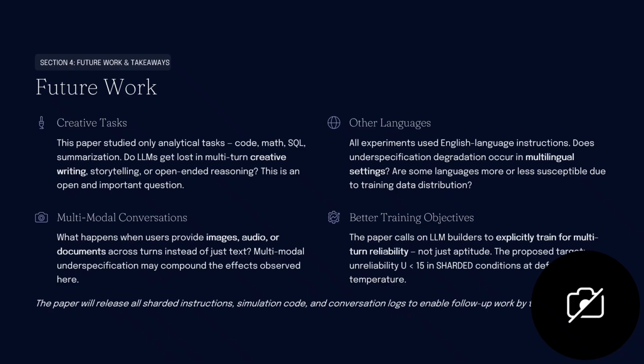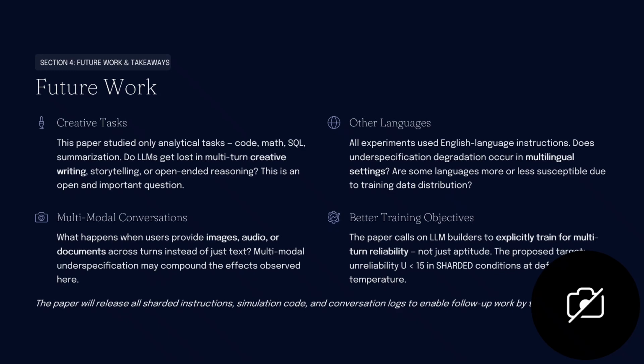The paper closes with four directions for future work. First, creative tasks. This paper only tested analytical domains. Do LLMs get lost in multi-turn creative writing? Unknown. Second, other languages. Everything here was English. Multilingual degradation is an open question.